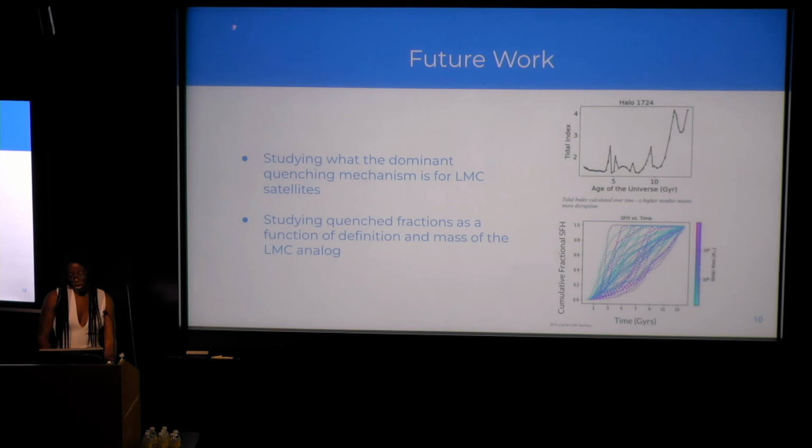And then I also have an image here of star formation history versus time. So are these satellites still forming stars? Are they still active? If they're not, that means they're quenching, or basically your galaxy is dead or dying. The smaller LMC-sized galaxies are still star forming. However, the slightly larger ones are quenching quicker than we expected. So future work would be studying the quench fractions as a function of definition and mass.